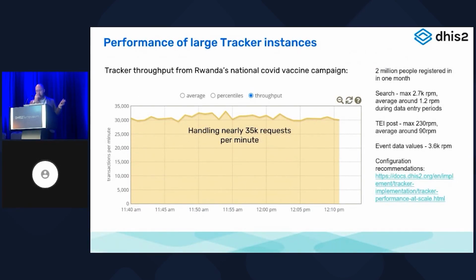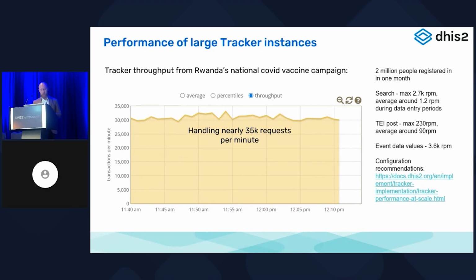So just to drive home the fact that Tracker performance has improved dramatically over the last couple of years. It's been our principal focus as a platform, I think, to improve Tracker performance. This is just a quick shot of the Rwanda server, wherein they enrolled over 2 million people in 1 month into their COVID monitoring system. And you can see that we're handling about 35,000 requests per minute on their infrastructure, which is a pretty high volume.